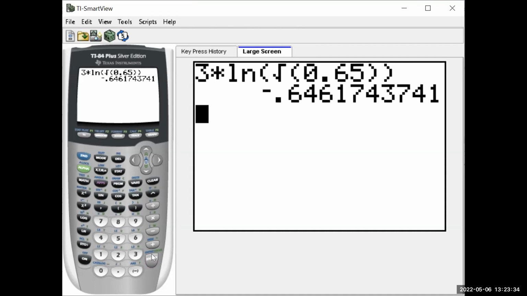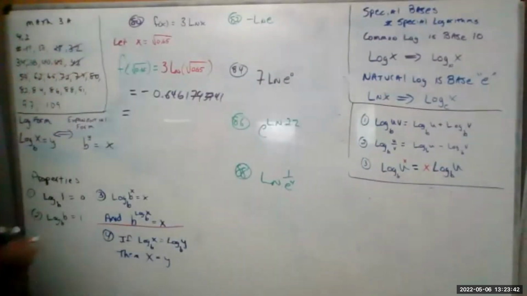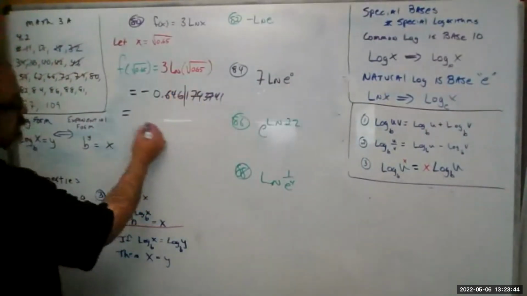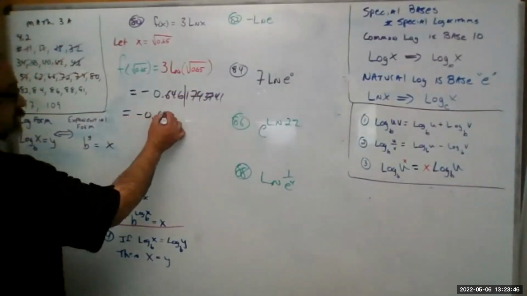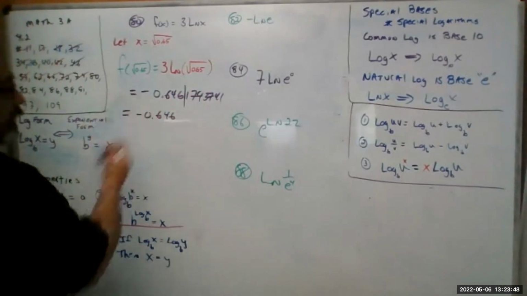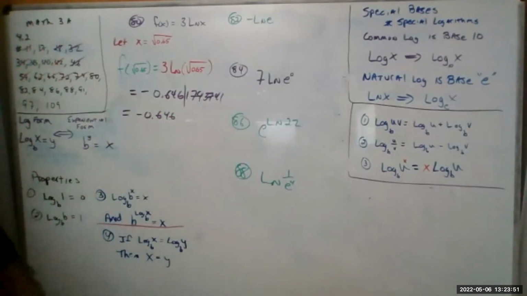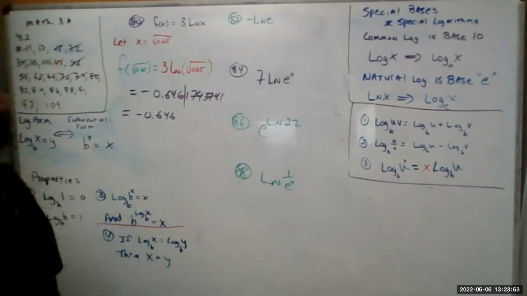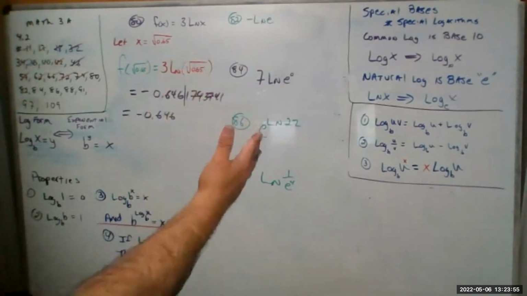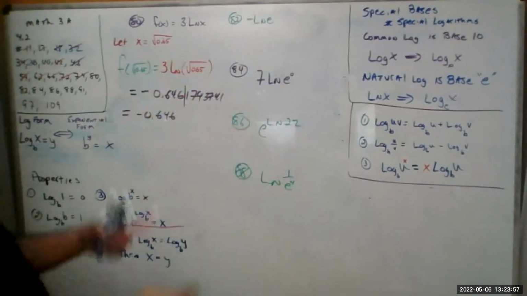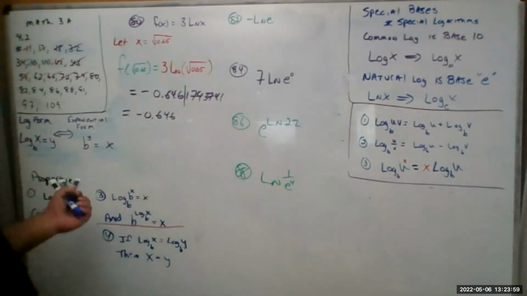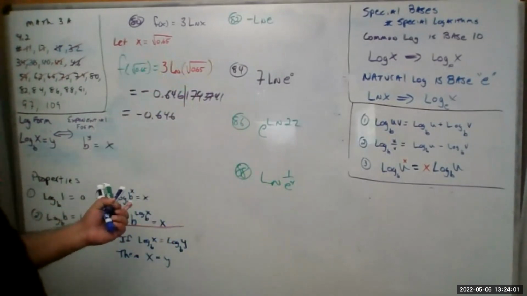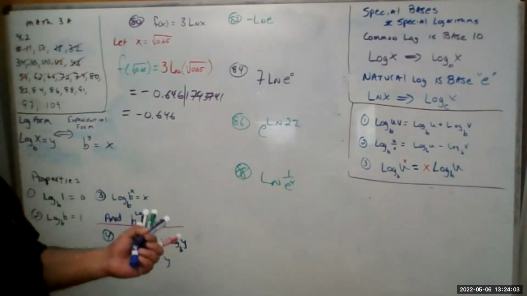The directions say 3 decimal places. I'm in the screen share, so it's not going to see what I'm doing. So 3 decimal places, negative 0.646. Making sure you can use your calculator correctly. Now, 82, 84, 86, and 88, no calculator. You should be able to do these without a calculator. They're just the properties of exponents.